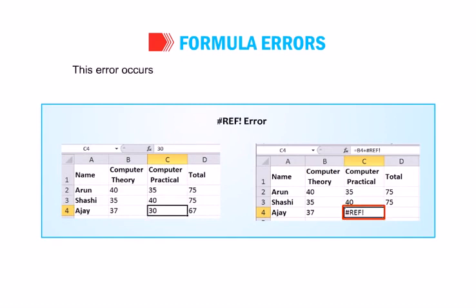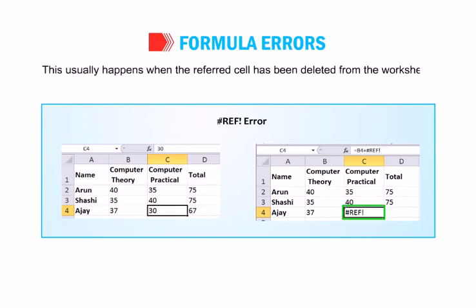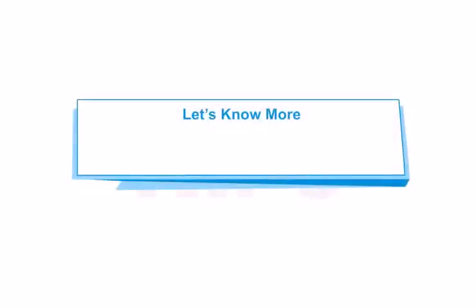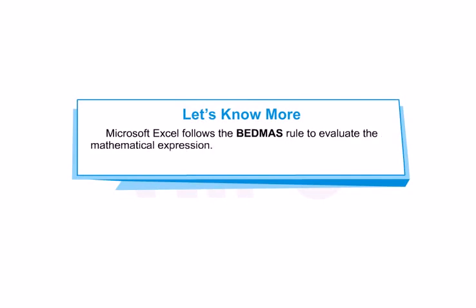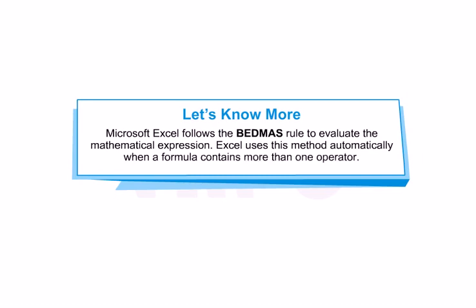This error occurs when the formula refers to a cell that does not exist. This usually happens when the referred cell has been deleted from the worksheet. Students, let's know more. Microsoft Excel follows the BEDMAS rule to evaluate the mathematical expression. Excel uses this method automatically when a formula contains more than one operator.